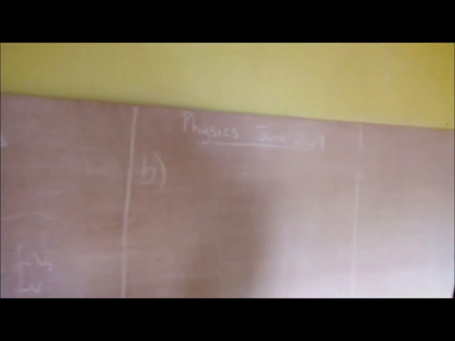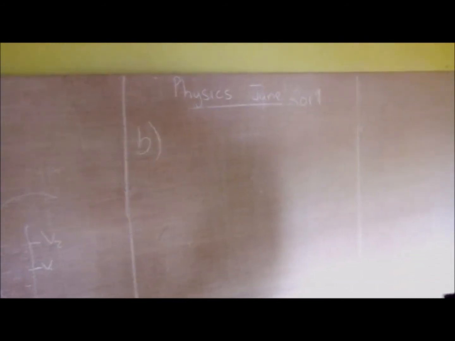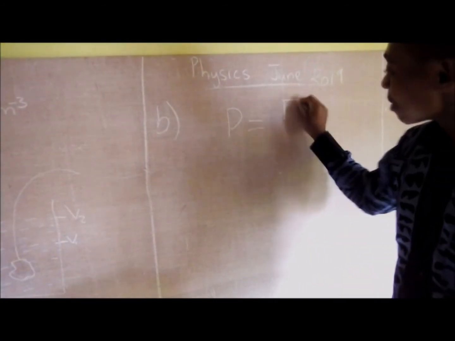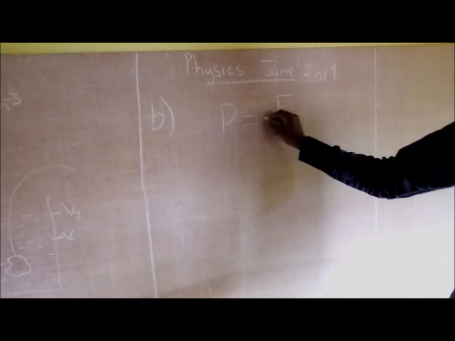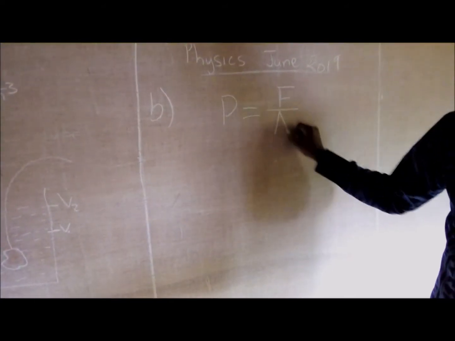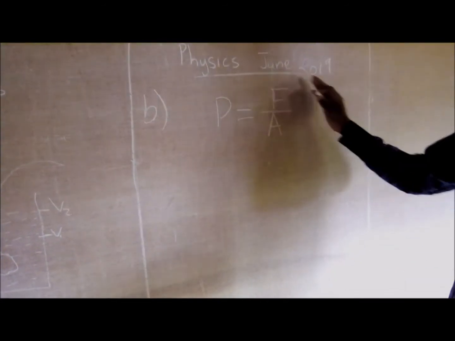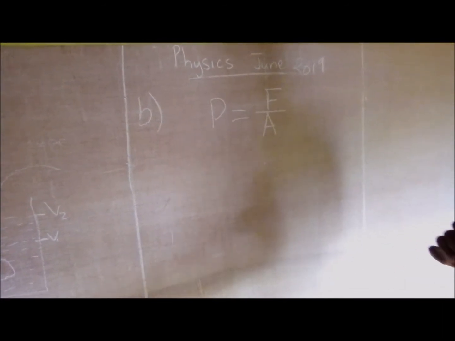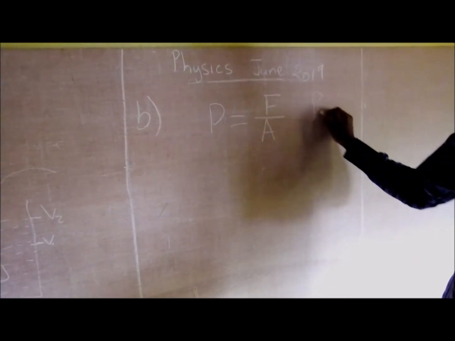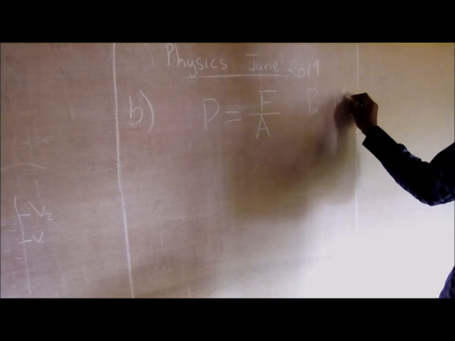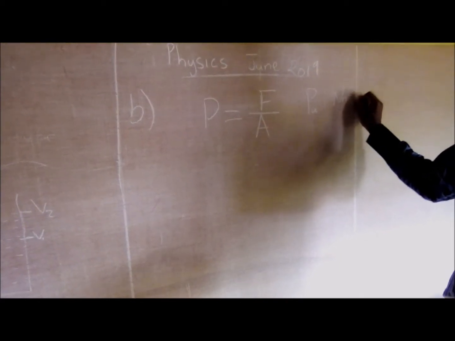Okay, B, still on question 7, B says, Roman 1 says define pressure. Okay, we all know that pressure is the force acting normally per unit surface area. That is the definition of pressure. The force acting perpendicular per unit surface area. And its SI unit is the Pascal or the Newton per meter squared.